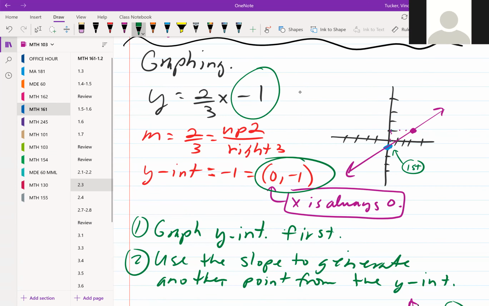All right. y-intercept, if you have a y-intercept, x is always 0 as far as that coordinate is concerned. So that's just a characteristic of all y-intercepts. X is always 0. So if I tell you -1 is a y-intercept, that means the coordinate of that is going to be 0, -1.